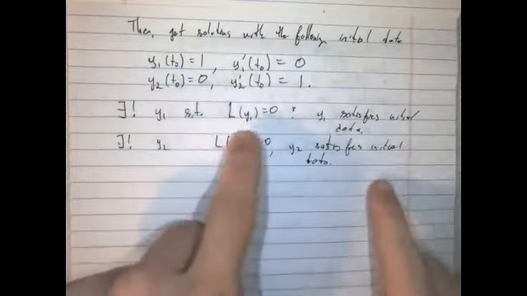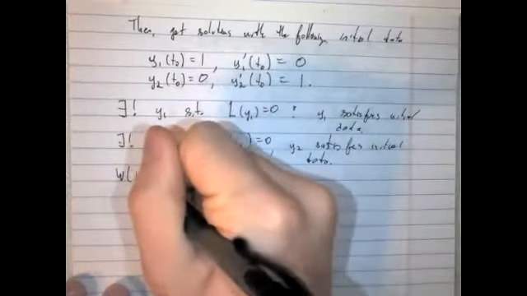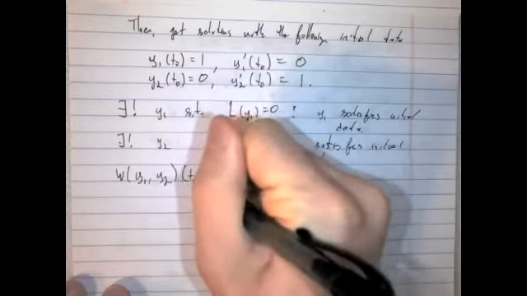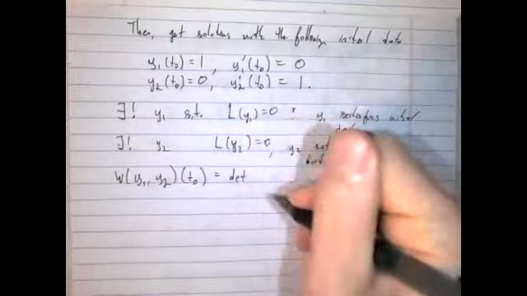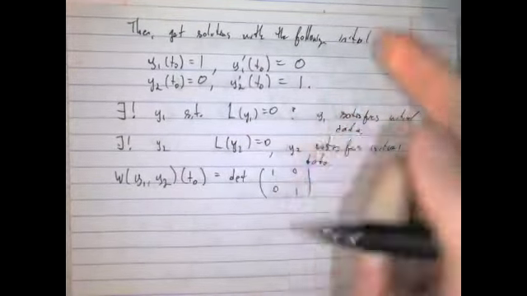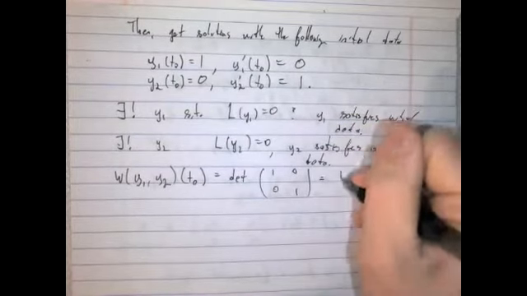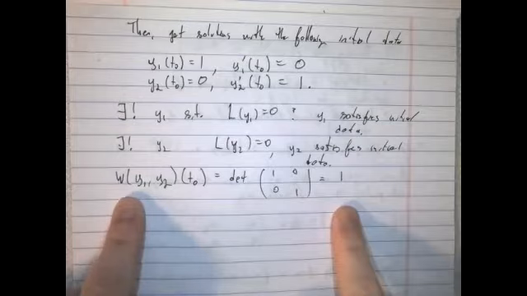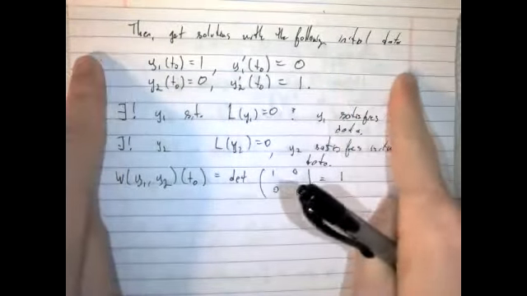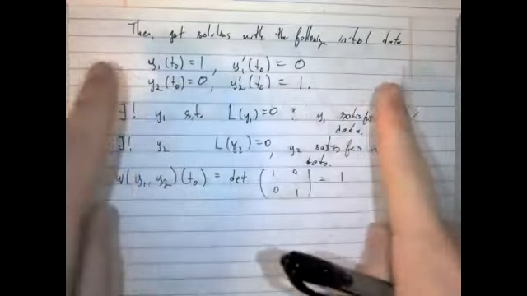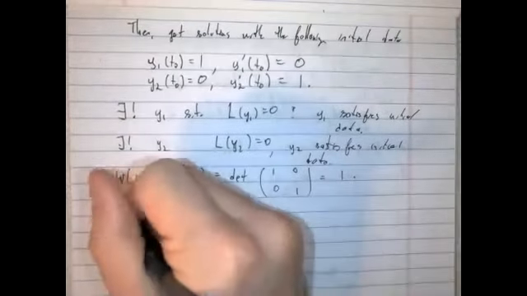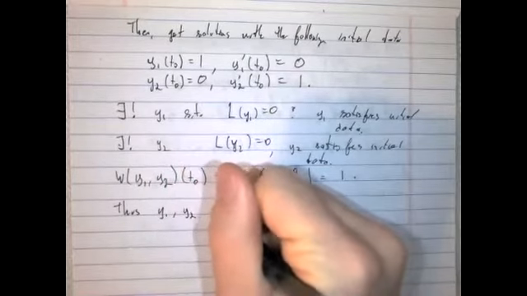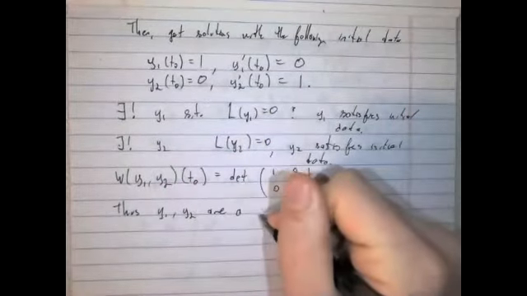What is now the Wronskian W of y1, y2 evaluated at t0? One. Yeah, this is just equal to the determinant of 1, 0, 0, 1, as I've written here, which is equal to 1. So I have produced, in some magical way, via the existence and uniqueness theorems, solutions whose Wronskian is not 0 at t0. Thus, y1 and y2 are a fundamental system.